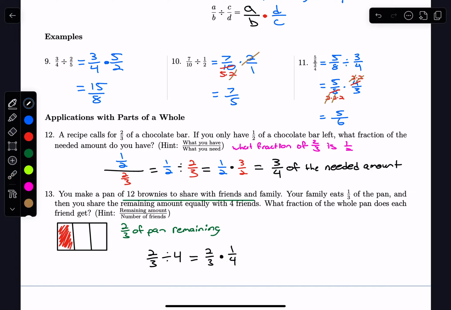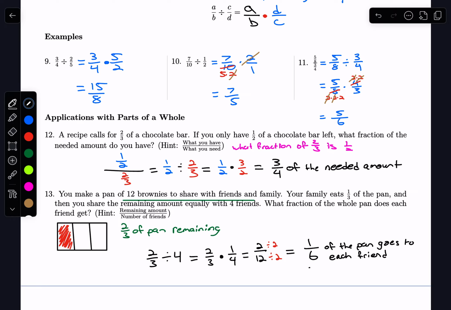Now, all we have to do is work out the multiplication. 2/3 times 1/4. We can go ahead and write this as 2 over 12. And because 2 and 12 have a GCF of 2, we can go ahead and divide top and bottom by 2 to get 1/6. So what we just found out is that each friend gets 1/6 of the pan. So 1/6 of the pan goes to each friend.